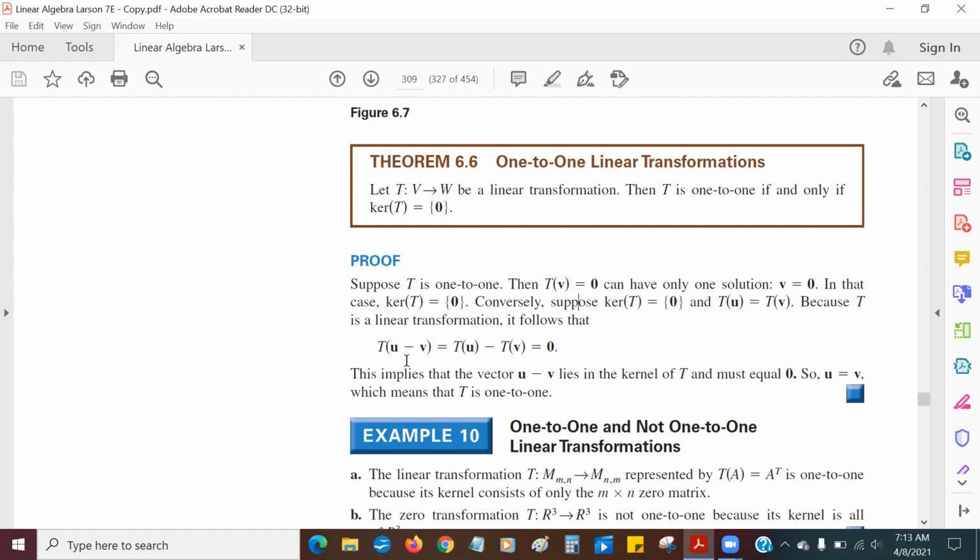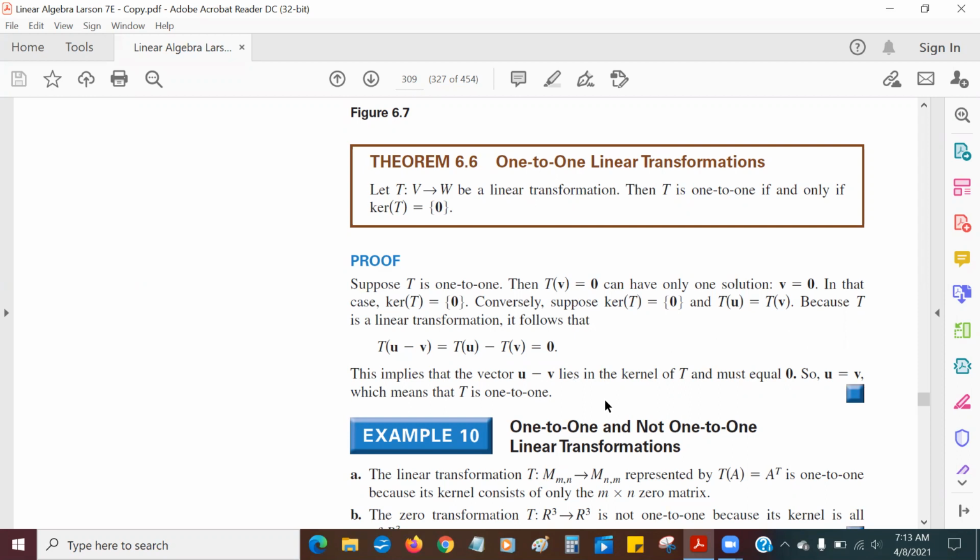But wait a second. We said that the kernel of T consists of just one vector, which means that U minus V has to equal zero, because that's the only vector that's in the kernel. So if U minus V equals zero, that means U equals V. And that means that T is a one-to-one function, because we see when T of U equals T of V, that implies that U equals V, one-to-one, pal. Hope I explained that not too horribly.